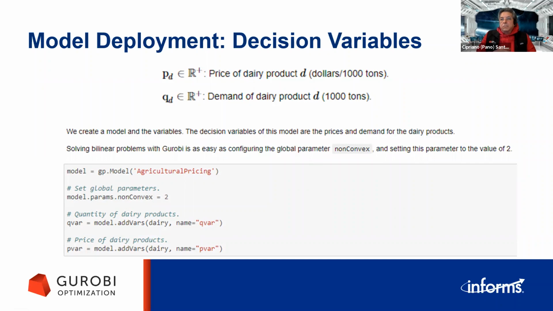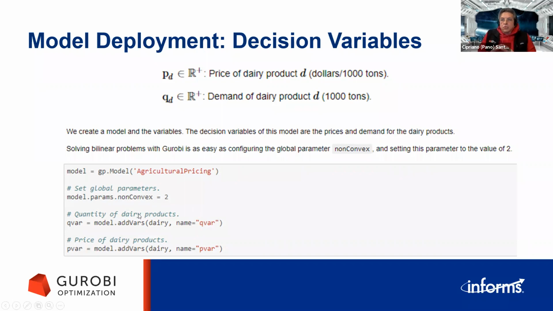And this object model is going to capture the decision variables, the objective function, and the constraints. And since we are going to solve a quadratic optimization problem, we need to tell Gurobi that we are going to do that. So we have a global parameter called non-convex that we set to the value of 2, and that will tell Gurobi that we are solving this quadratic or bilinear problem. So this is the code to set the non-convex parameter equal to 2.